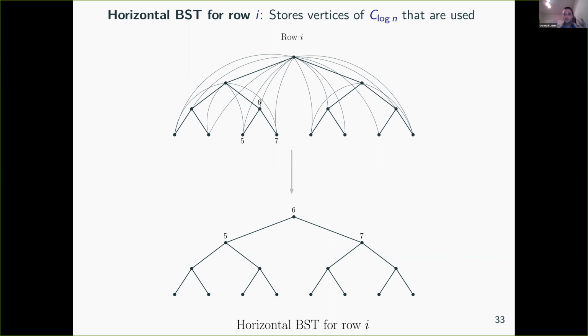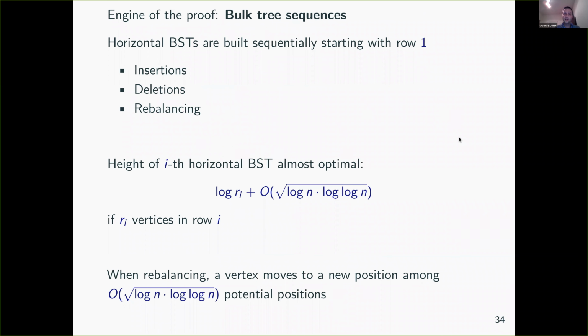So this is really at the intuitive level, but what we want to do is make sure that when we go from row i to row i plus 1, a given vertex, if it survives, it can move, but only to a few positions. And that's where we have the technical part of the proof. The engine of the proof is what we call bulk tree sequences, which are a dynamic data structure for maintaining almost perfectly balanced binary search trees. And they are built dynamically.